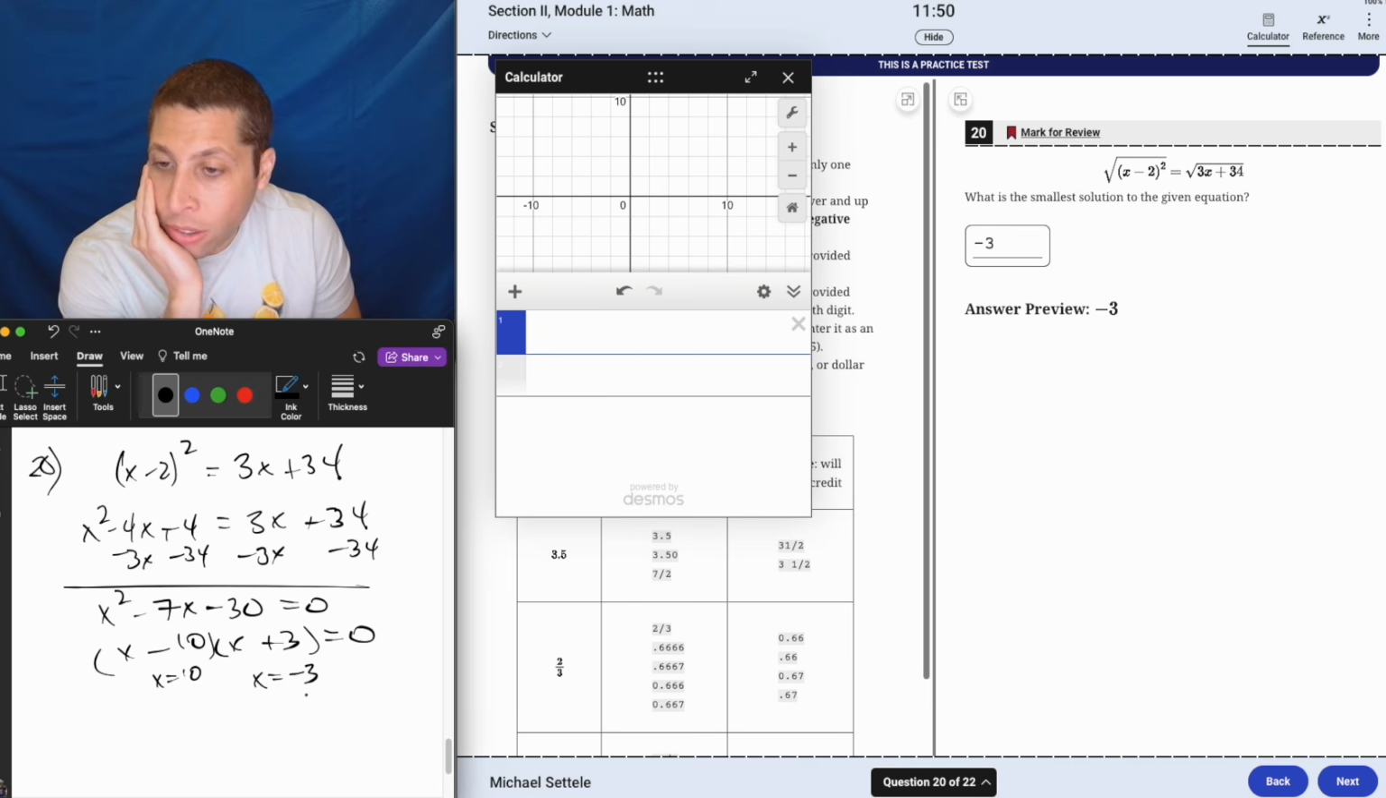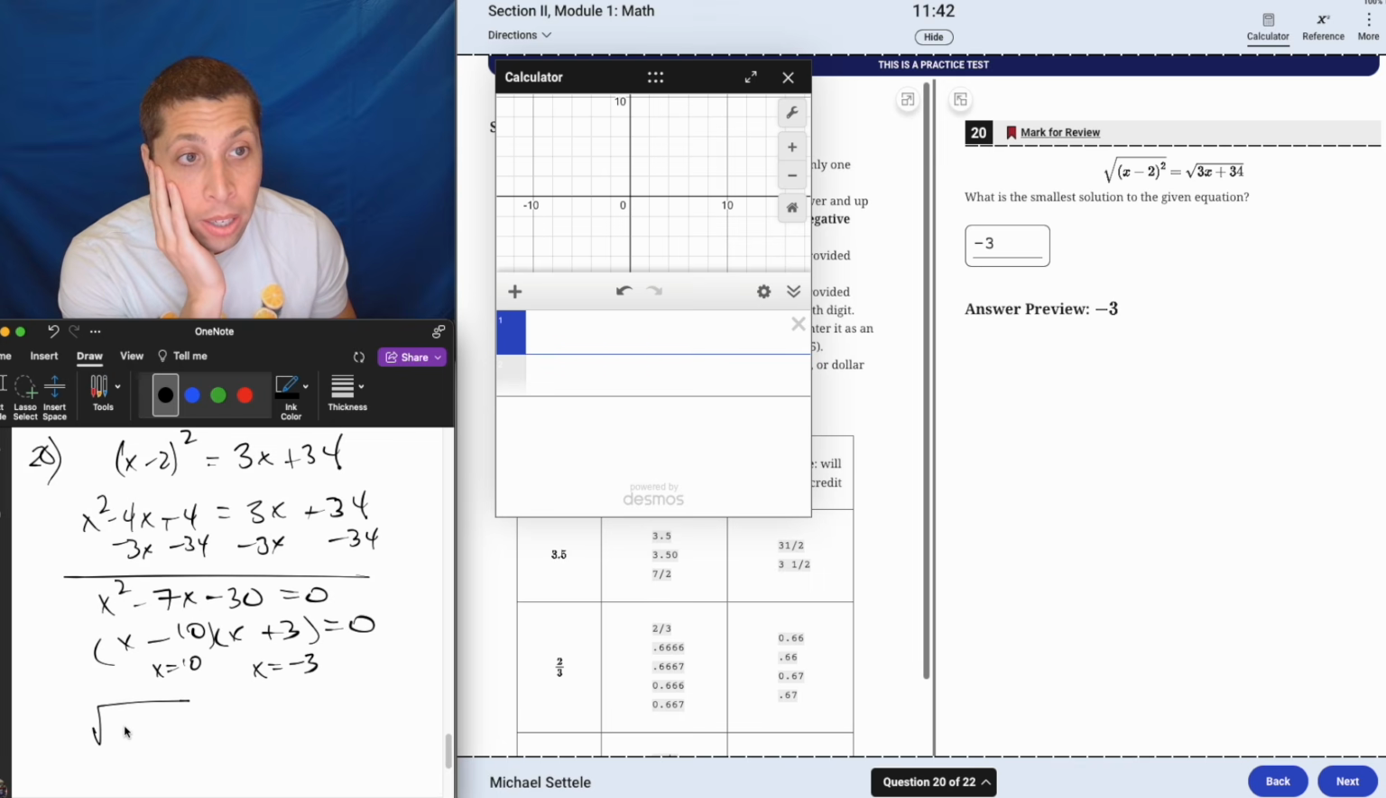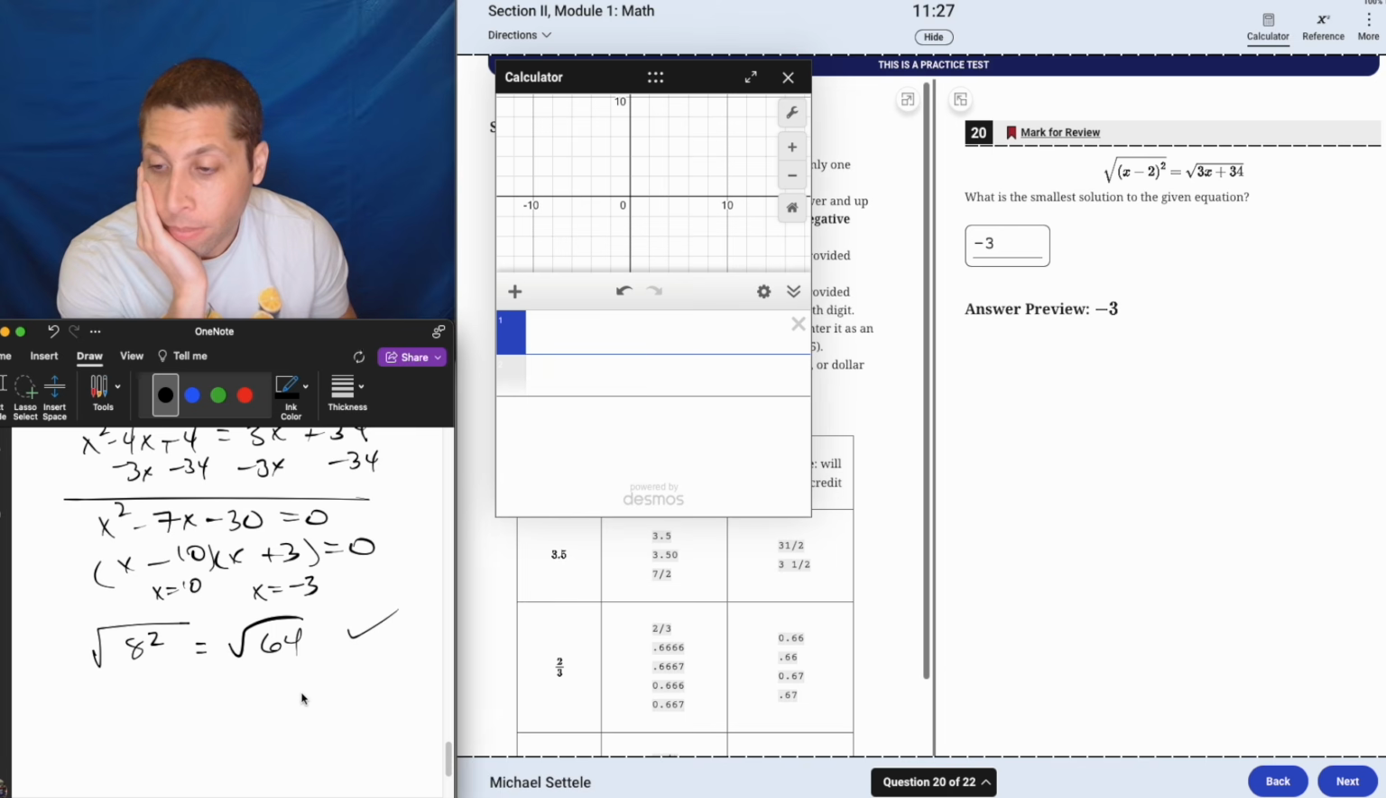Now in math class in school, you have to go back and double check that those are not extraneous solutions. So we would do radical 10 minus 2 is 8. So radical 8 squared is equal to radical 30 plus 34 is 64. So yeah, 8 squared, 64. Yeah. Okay, cool. So that's the 10.